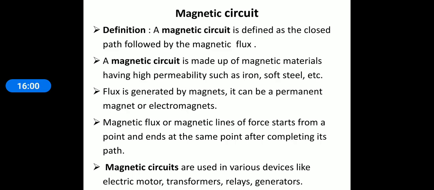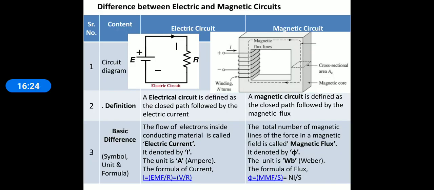Magnetic circuits are used in various devices like electrical motors, transformers, relays, and generators. These are examples of magnetic circuits.